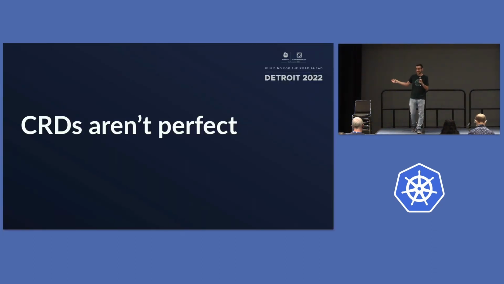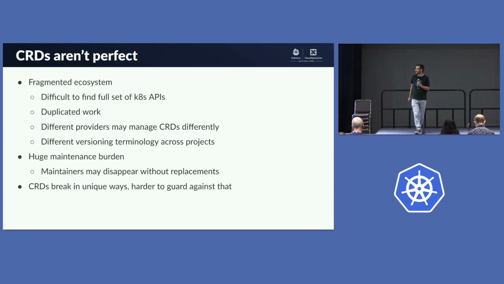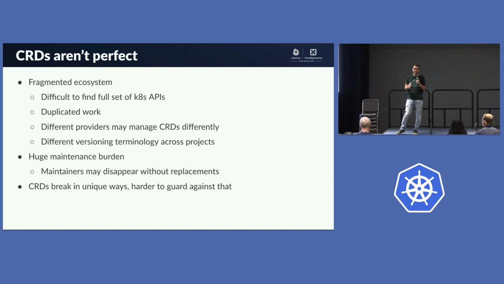But as you might guess, CRDs are certainly not perfect. They have their flaws. First off, CRDs can lead to a fragmented ecosystem. Some of the risks we're dealing with here are that as you start to see more and more of these official Kubernetes APIs developed outside of tree, it could become easy to miss them. For example, it could be difficult to find the full set of Kubernetes APIs if they're not all defined in the same place. We could end up duplicating a lot of the work.